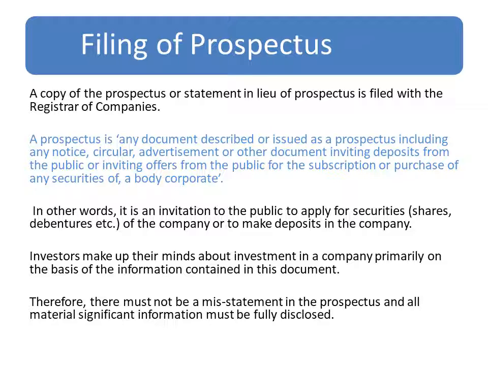How does the company inform the general public? It informs through the prospectus. What is a prospectus? A prospectus is a document described or issued as a prospectus, including any notice, circular, advertisement. It means any document, circular, or notice which describes the shares of a particular company, and which says, come, let us deposit this much money for the purpose of investment in the company.